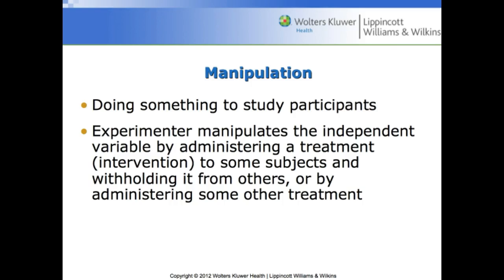Whenever you see independent or dependent variables, you immediately know that that is a quantitative research study. I really do want to point that out. Hypotheses also are in quantitative research studies.